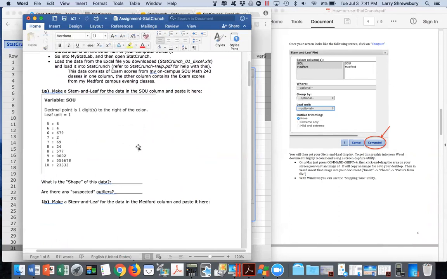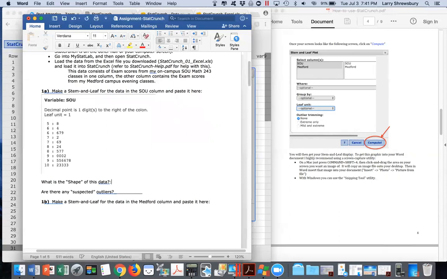Now, this is where you get to review what you learned. We're not just pasting pretty output just for the sake of that. You've got to interpret what this is telling you. So you answer these questions. Look at this, and what's the shape? And then you type that in.